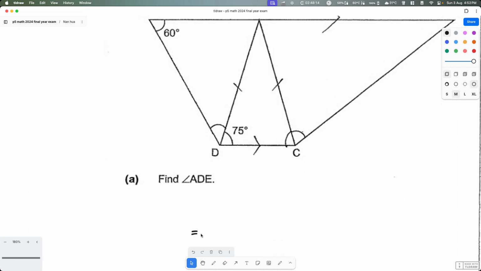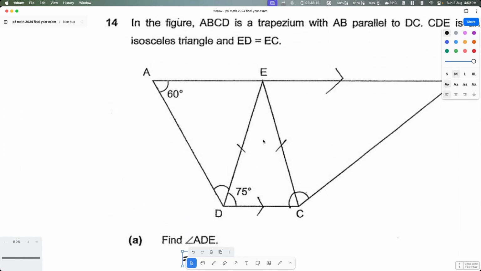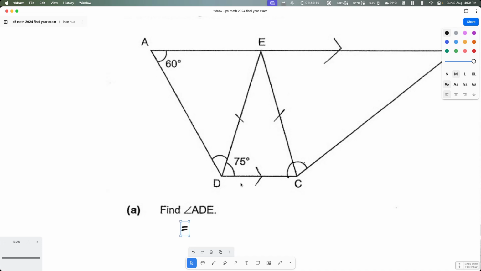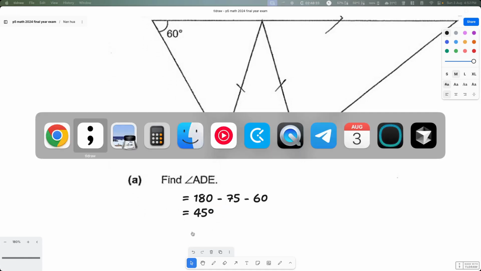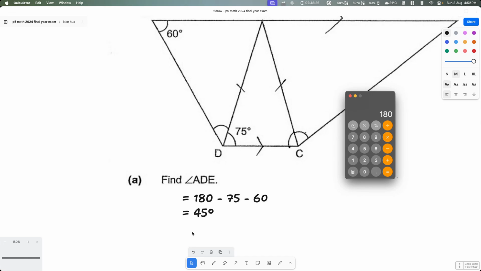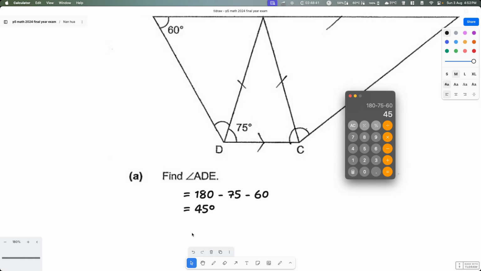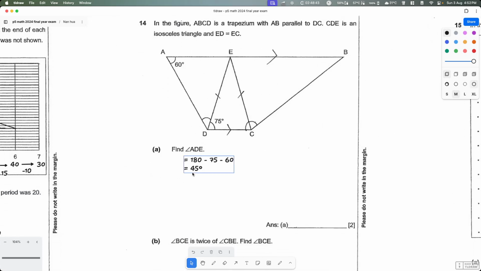So we know for this angle ADE, what do you call this? Opposite angles in the parallel line. The opposite parallel angles over here will become 180. So this will just be 180 minus 75 minus 60. So in this case, 45 degrees. Okay, so let's do that. 180 minus 75 minus 60. This will be 45 degrees. All right, pretty straightforward. Okay, let's move on to the next question.